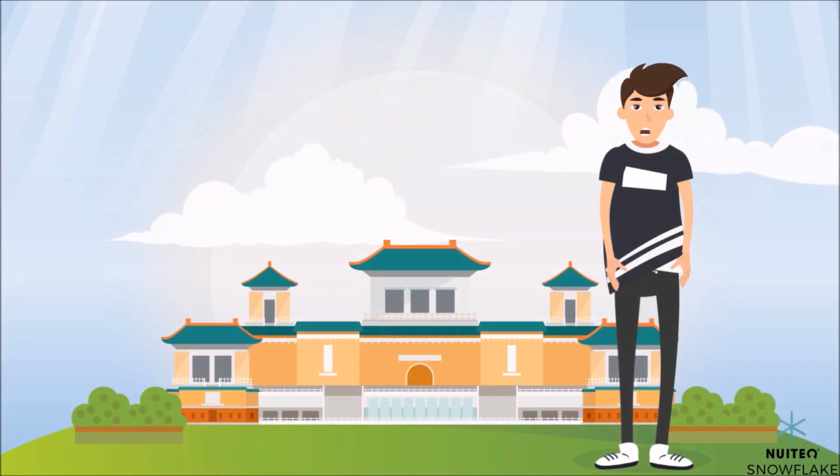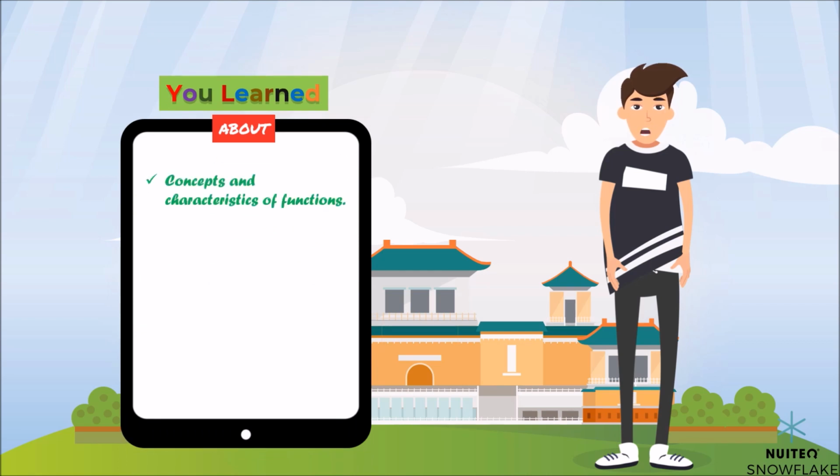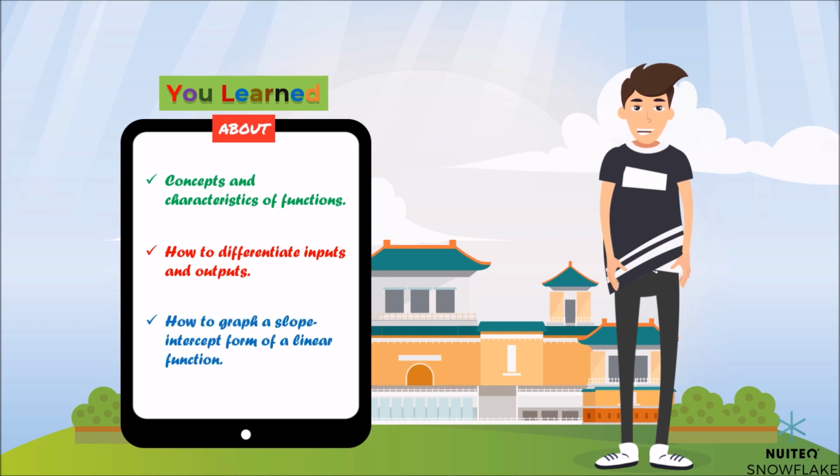So, what do you say? Can you continue recognizing functions in real-world situations? Just remember that today you learned the concepts and characteristics of functions, how to differentiate between a function input and output, and how to graph a slope-intercept form of a linear function. Practice a lot and you will see that you will be better at it.